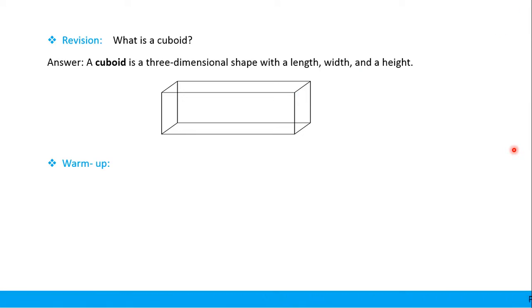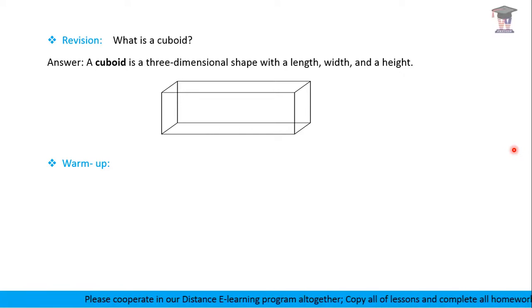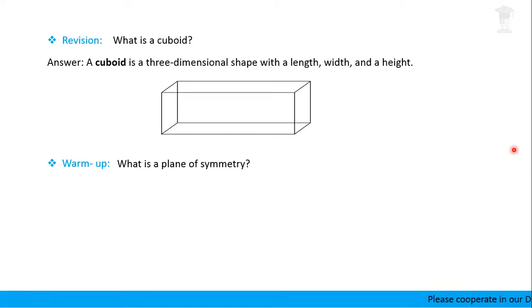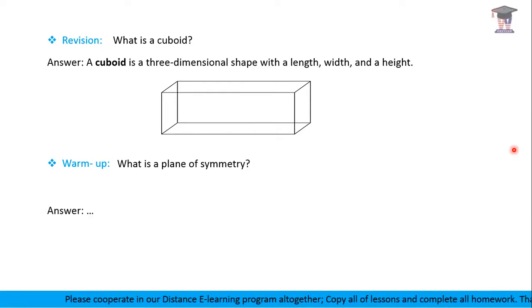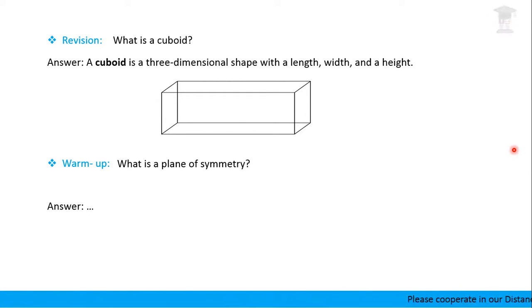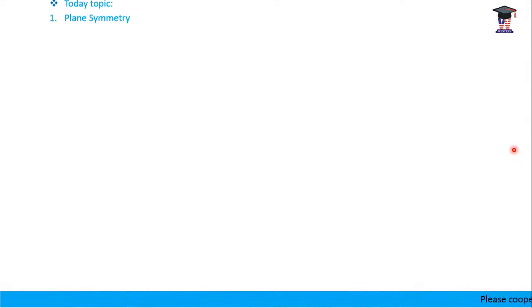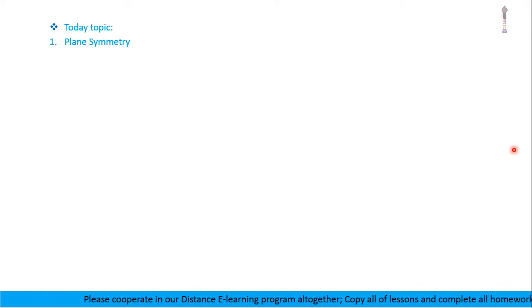Okay, in the previous session we have learned something related to quadrilateral, and we also revised what is a line of symmetry. And how about plane of symmetry? What is it? Can you answer this? Okay, before we answer this one, just moving to our topic today, which is talking about plane symmetry.